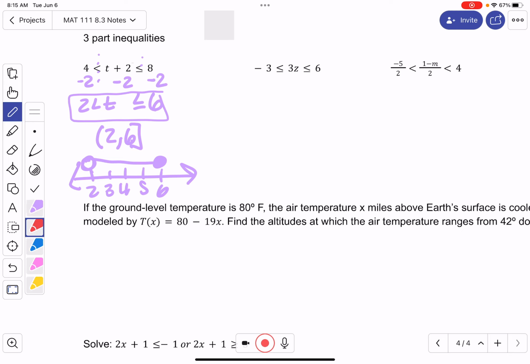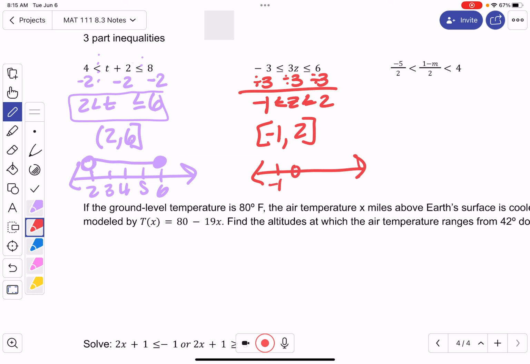All right, this one, we have a 3 in front of the z, so to get the z alone, we're going to divide all 3 parts by 3. Negative 3 divided by 3 is negative 1. 3z divided by 3 is z. And 6 divided by 3 is 2. So in our interval notation, we would go from negative 1 to 2. And because of that line underneath, we have the brackets. And then if I were graphing, 0, 1, 2, they would both be closed circles because of the brackets, and that's our line.